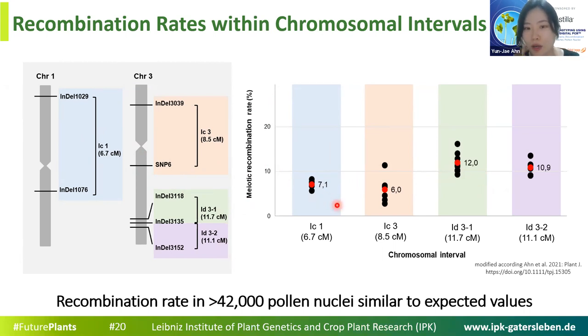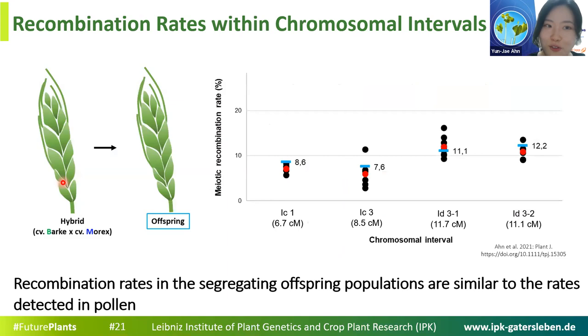What we were happy about this measurement was that they were quite consistent all throughout the different plants, and they were also very similar to expected values. And we were able to measure at the end more than 42,000 pollen nuclei. So this was a very, very happy conclusion.